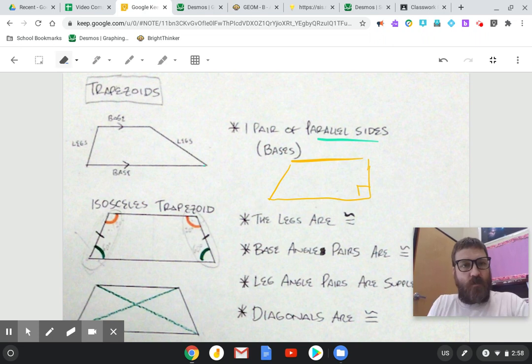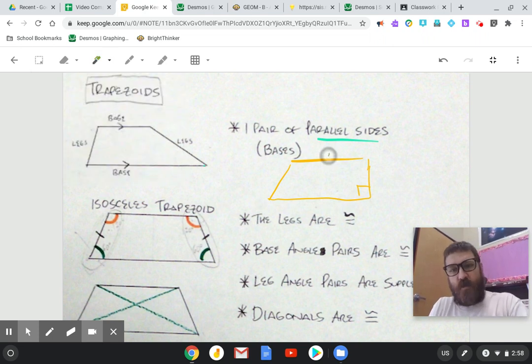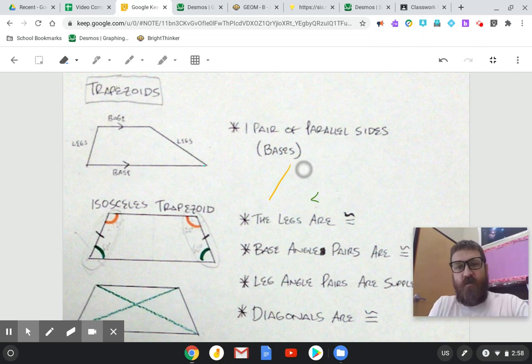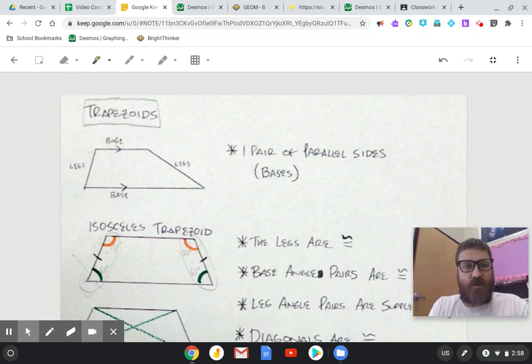So the real main characteristic that has to be true in all of these cases is that these two sides are parallel. And then the orientation of the other legs is sort of open, so it could be a lot of different things. You can see I've got a few different types here. The key terminology you need is that these parallel sides are called the bases, and the legs are these other sides that are not parallel to each other. So that's the main idea about trapezoids, the defining characteristic.